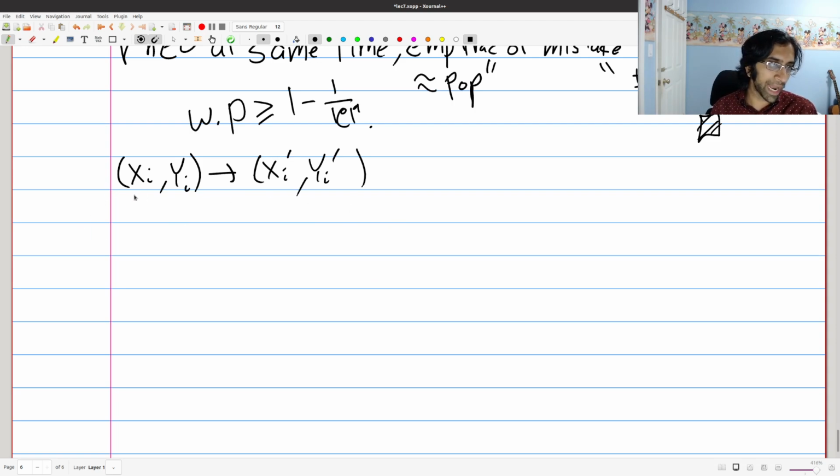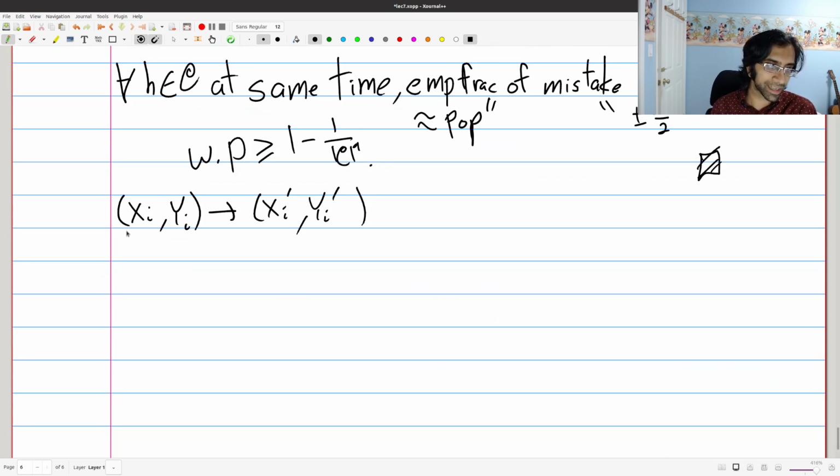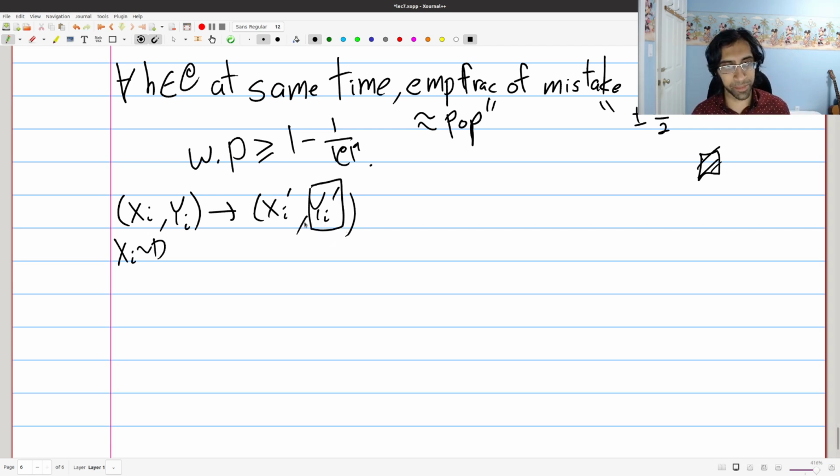Remember before, when we were trying to go for the accuracy analysis, we had it such that the x's were defined according to some distribution. So xi was drawn according to D. But here, xi prime is not necessarily distributed according to D. It's an arbitrary adversarial point. And the other important thing is that this yi prime does not necessarily have to be the correct label for what the function would predict on xi prime. It can be arbitrary. It can be either 0 or 1.